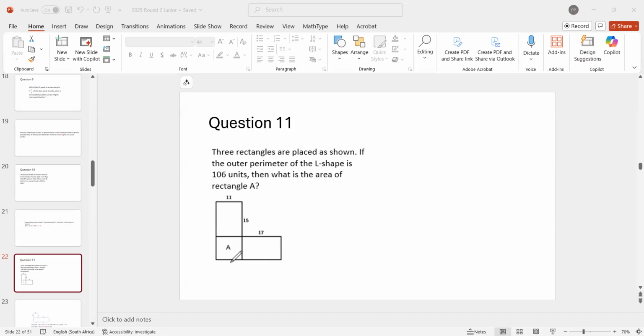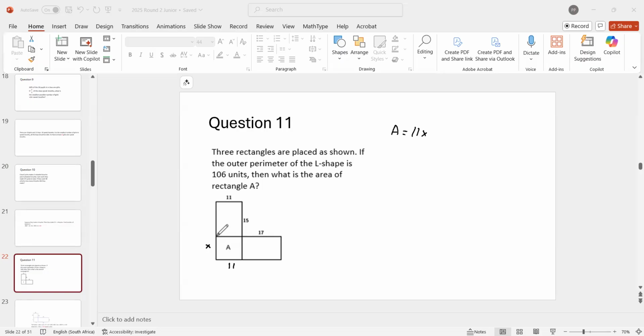So the area of this rectangle is length times breadth, but we know that if this is 11, this is also 11. So we don't know what this is. So the area is 11x. All right. So the idea is to find x now. Okay. Now we do know that the perimeter is 106. Let's check the perimeter.